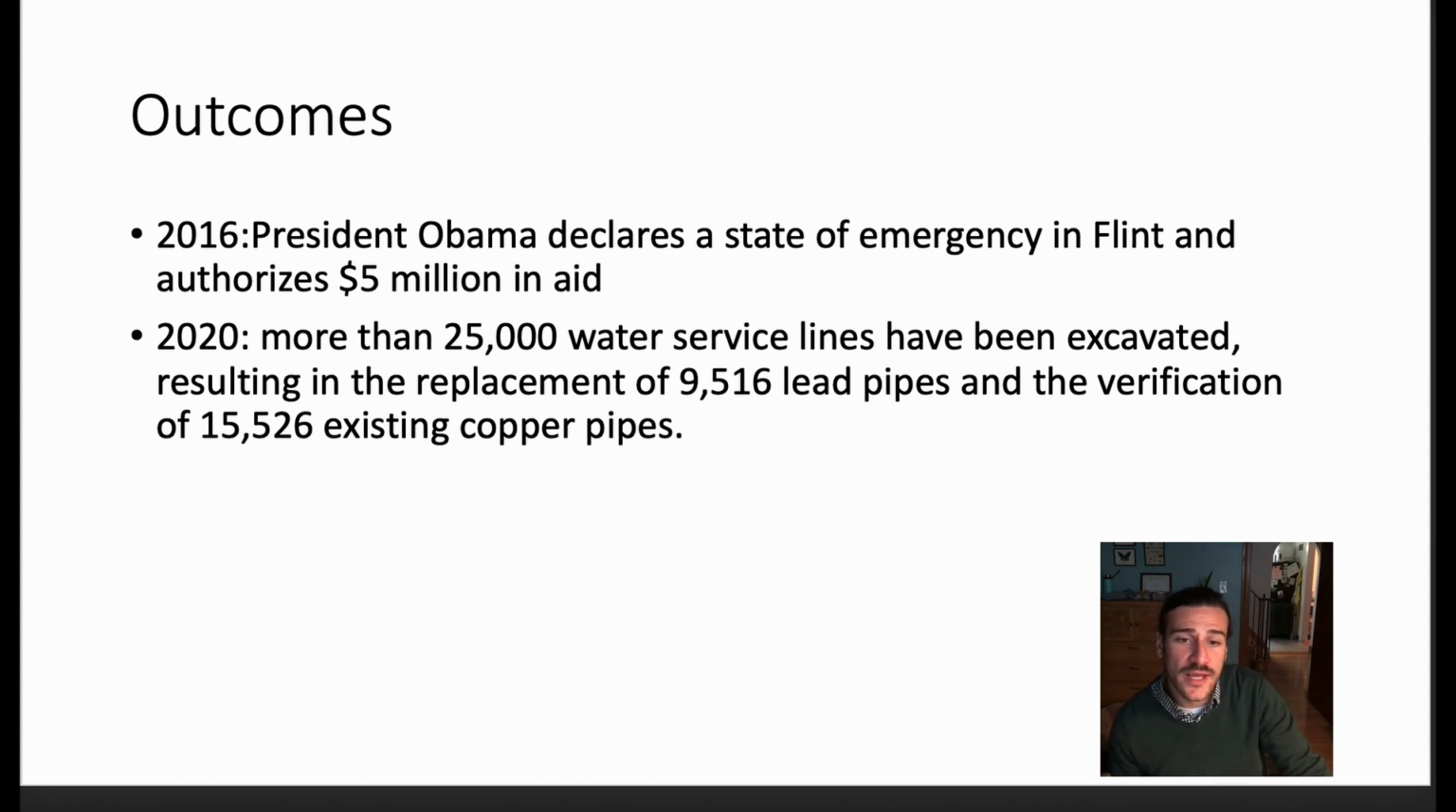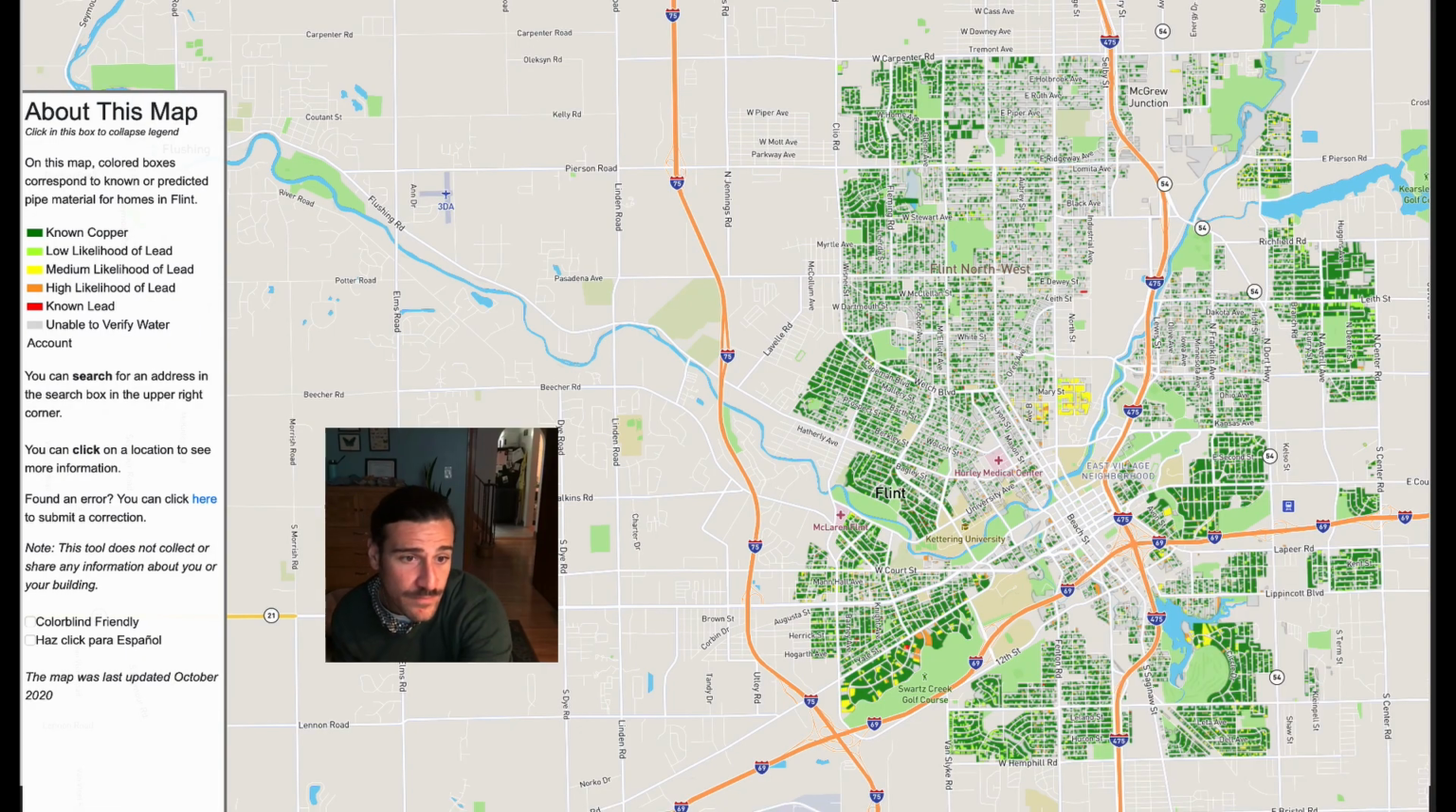In 2020, more than 25,000 water service lines were excavated. This resulted in the replacement of nearly 10,000 lead pipes and the verification of 15,500 existing copper pipes, right? And there is this website, and I could leave this on link 2. And this map actually shows today, and it changes throughout the year.